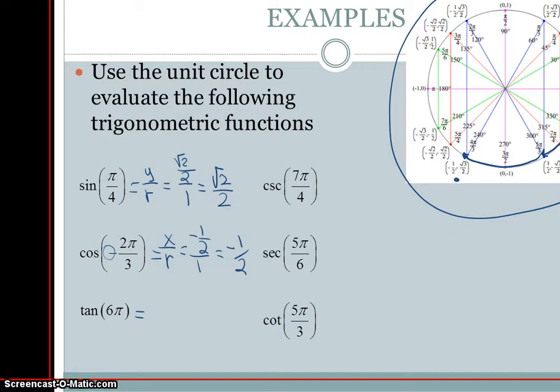So the coordinates we're going to be using that correspond with 6 pi are 1, 0. For the tangent of 6 pi, we know the tangent is defined to be the y-coordinate over the x-coordinate. In this case, our y-coordinate is 0, and our x-coordinate is 1. So 0 divided by 1 is 0. So the tangent of 6 pi is 0.